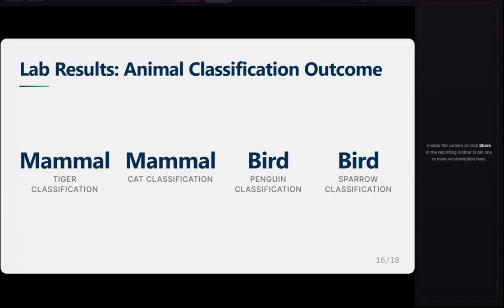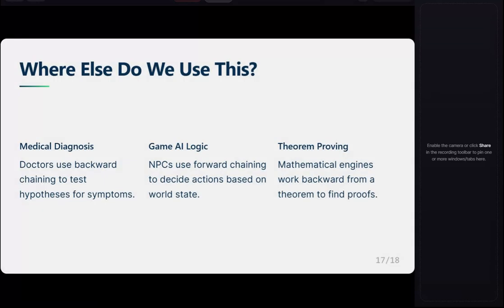Here are the results you should see in your lab. Both forward and backward paths should lead us to the same truth. Our tiger and cat are mammals, and our penguin and sparrow are birds. The logic works. No matter which path you took, the destination remains the same, because our rules and facts were solid. This isn't just for classifying animals.